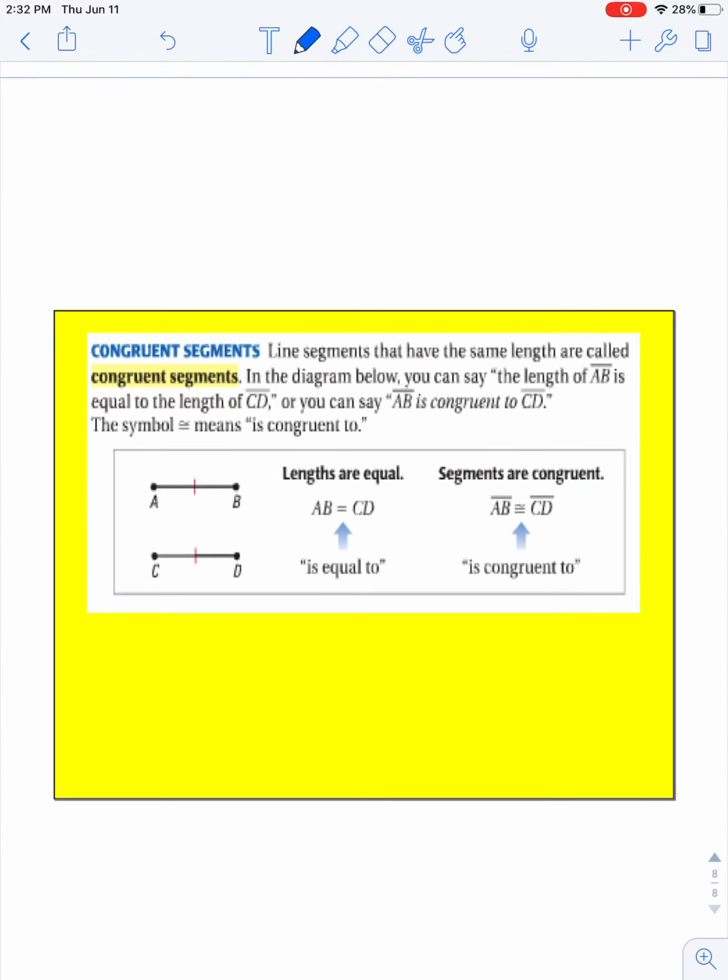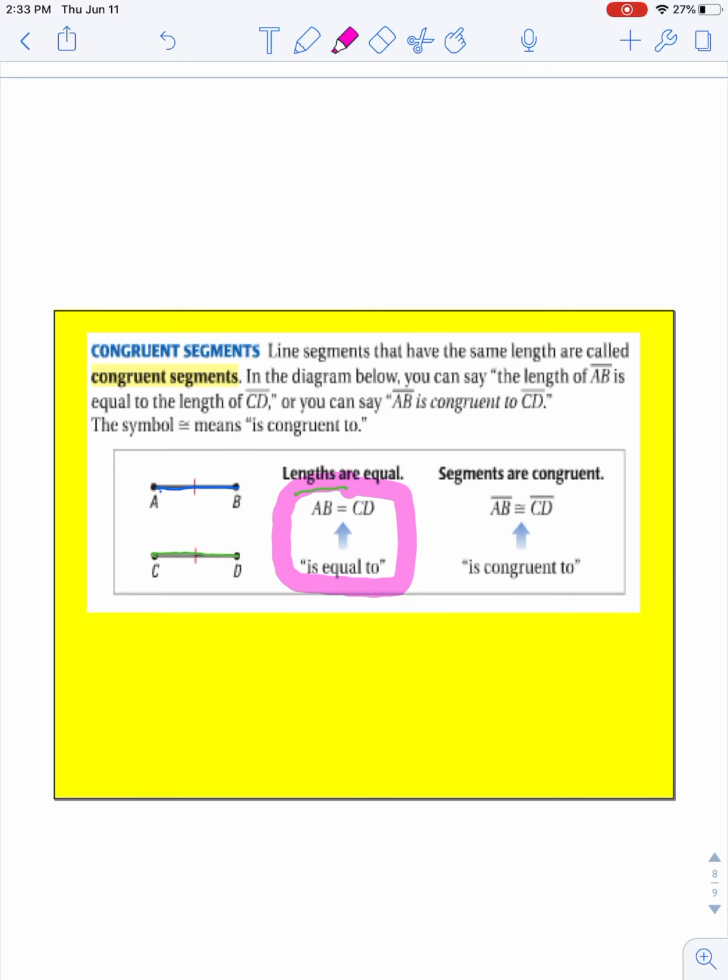All right, the last thing I want to talk about in this lesson is congruent segments. Two line segments that have the same length are called congruent segments. In the diagram below, we can see that AB is marked with 1 tick mark right there, and CD is also marked with 1 tick mark, so we know that they are the same length. So the lengths are equal. We can say that AB is equal to CD, or the distance between points A and B is equal to the distance between points C and D, or the length of the segment AB is equal to the length of segment CD.